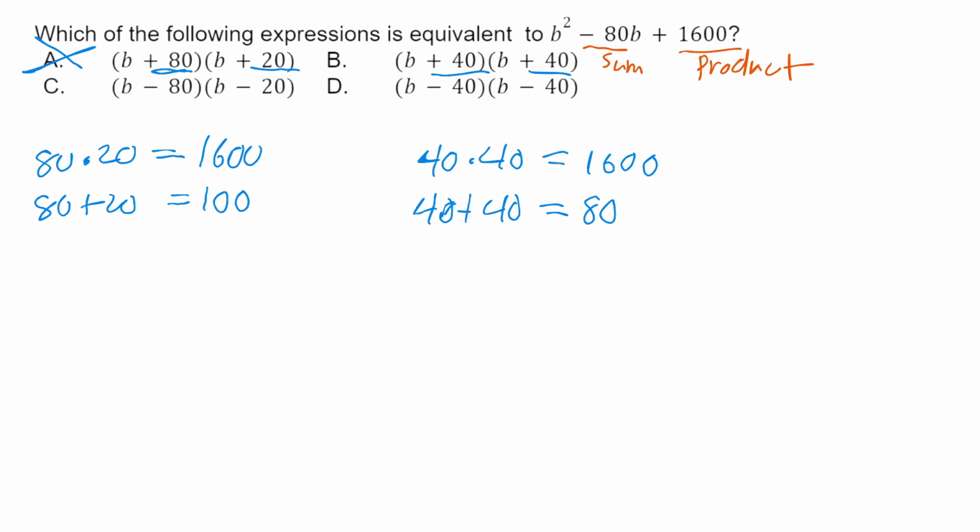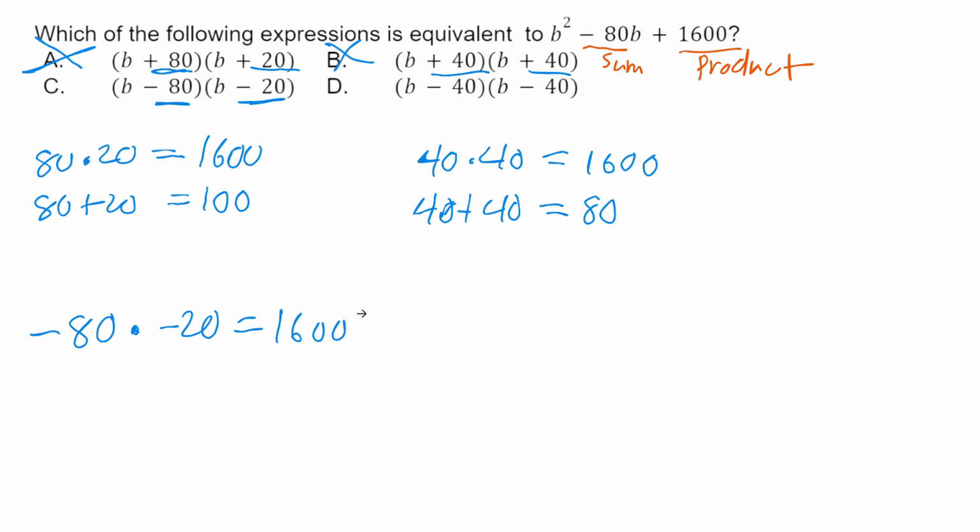So letter B is wrong. Let's check letter C. We have here b minus 80 and b minus 20. So we have negative 80 times negative 20. Let's check first the product. Negative 80 times negative 20 should be positive 1600. Okay, there are two negative signs.